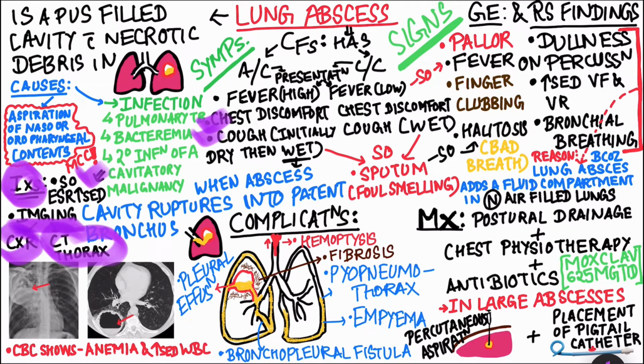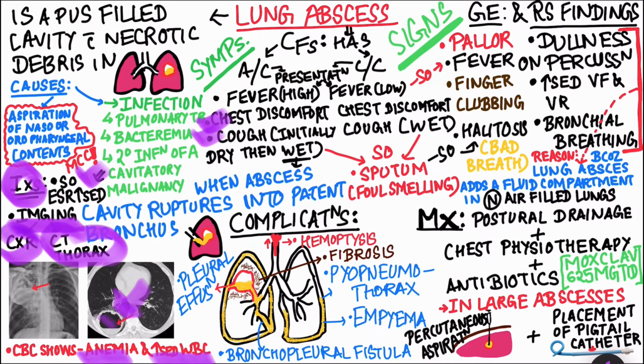Okay, so in the chest x-ray, as you can see here, the red arrow is showing the lung abscess. You can see there is an air fluid level. That upper area is air and the lower area is the fluid part, that is the pus, which is present within the lung abscess. Also in the CT thorax, you can see the red arrow showing the lung abscess. Here also you can see the fluid has settled in the dependent part, and just above that lies the air. Okay, now coming to the other findings, it includes anemia and increased WBC, that is leukocytosis.